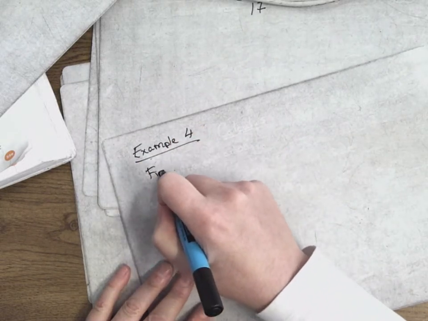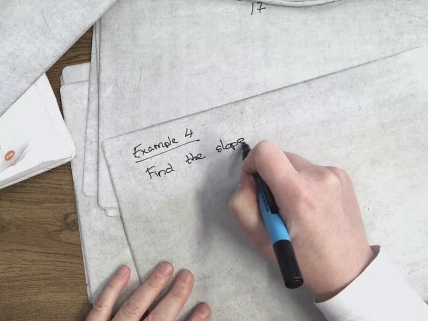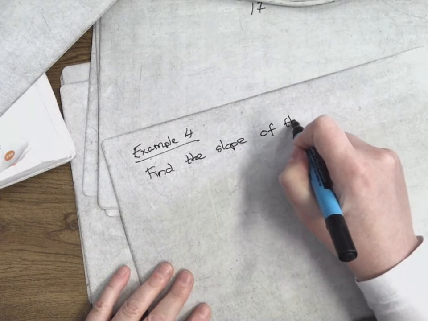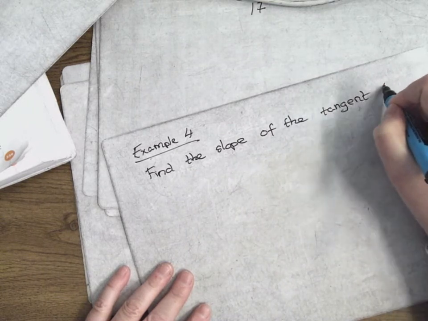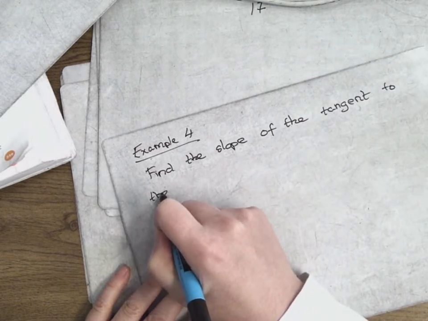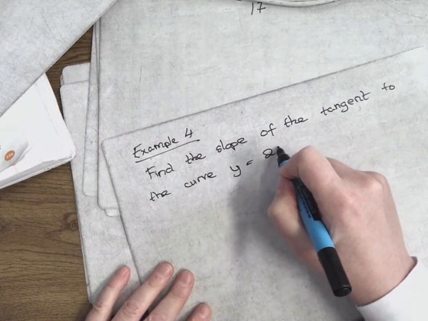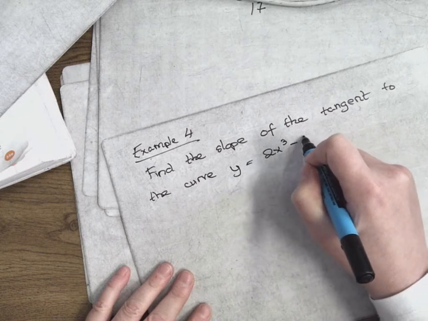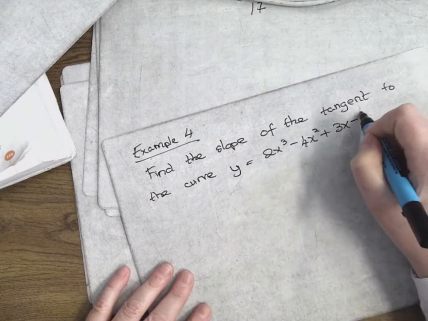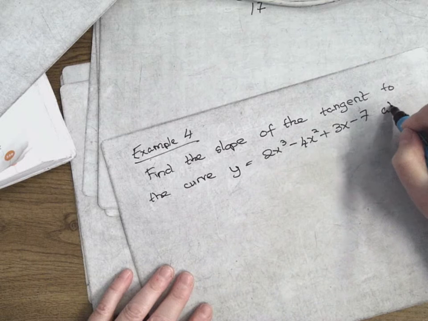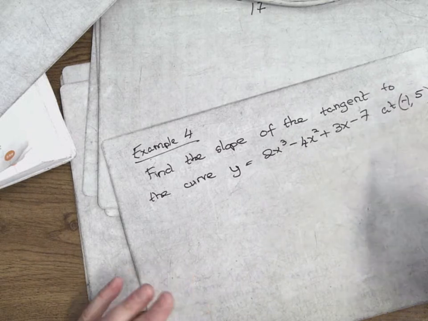Example 4. Find the slope of the tangent to y equals 2x cubed minus 4x squared plus 3x minus 7, at the point minus 1, 5. I don't even know if that point is on the curve, but it doesn't matter.